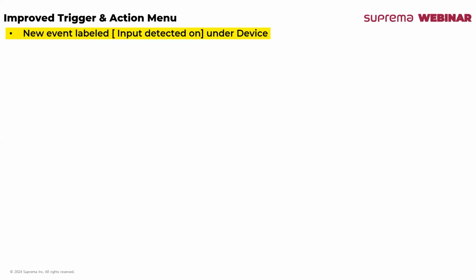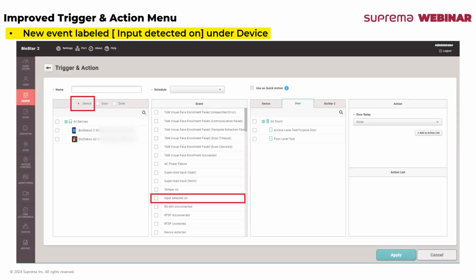New events labeled input detected on under device have been added. This means when you go to the device section of the trigger, you can see an event stated input detected on. This feature is most suitable when used with Suprema's multiple input extension module IM120, which can control up to 12 supervised inputs. Please note that if you're trying to use the input detected on feature without the IM120 Suprema device, then you must set up previous steps prior to using it as a trigger event factor. However, if you're using our Suprema IM120 device, no previous setups are necessary.